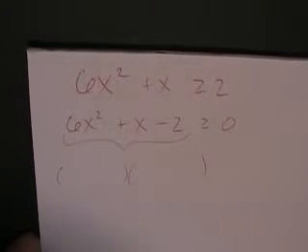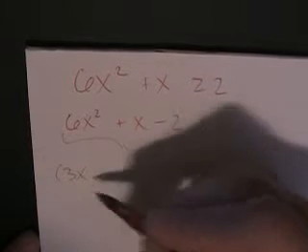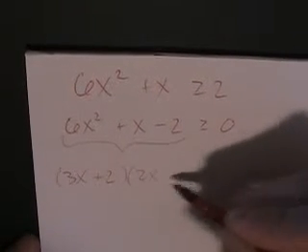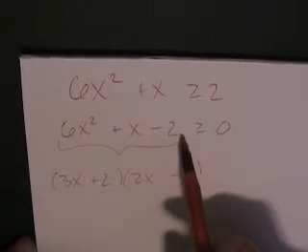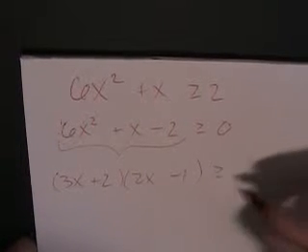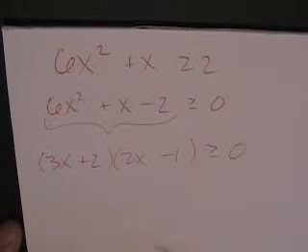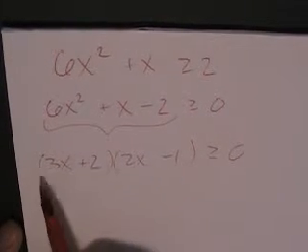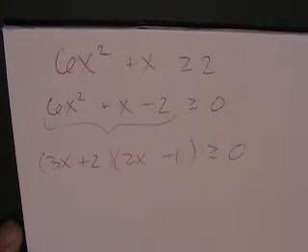If you go through it using techniques of factoring, you'll get 3x plus 2 times 2x minus 1. So this trinomial factors down into this, and you have this still greater than or equal to 0. Okay? So now I have this factor here, and I have this factor here. What I'm going to do is set each of these individually equal to 0.